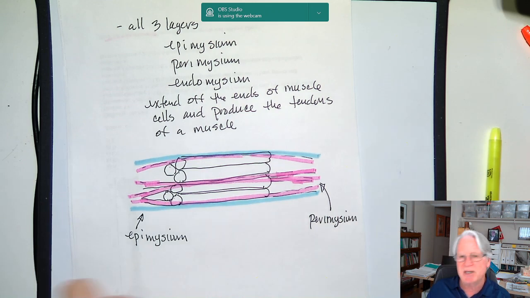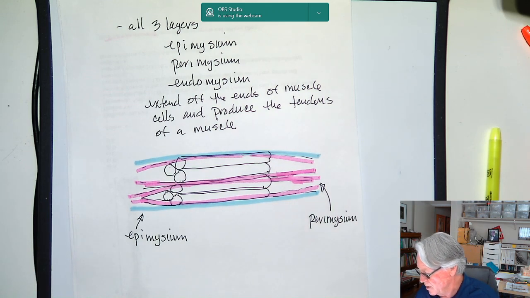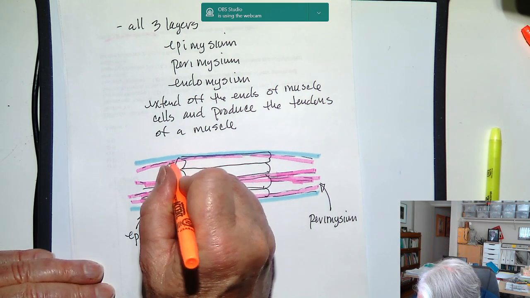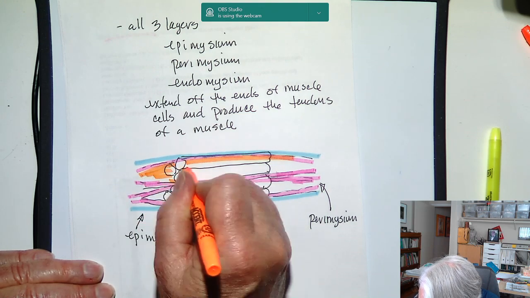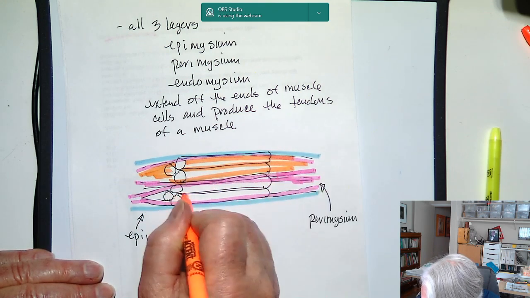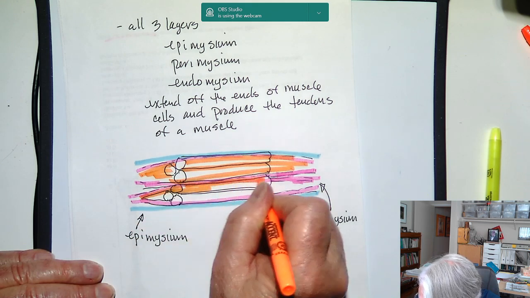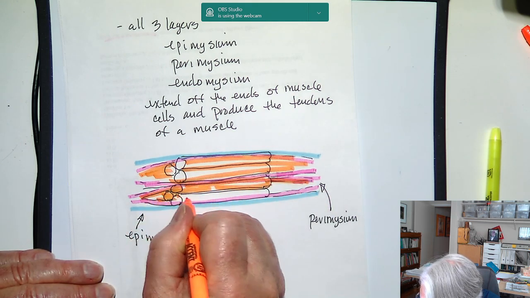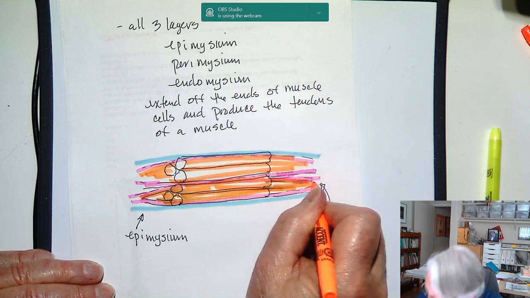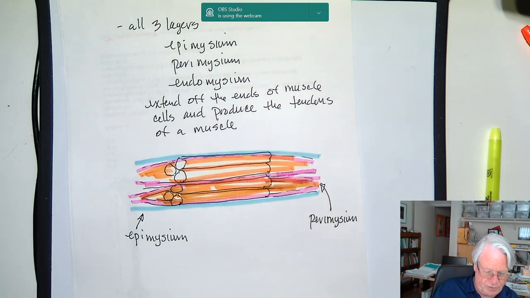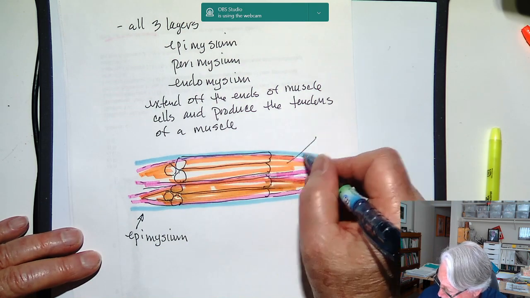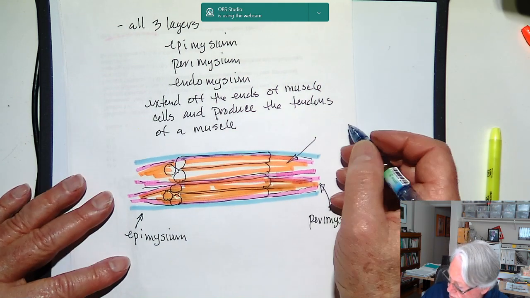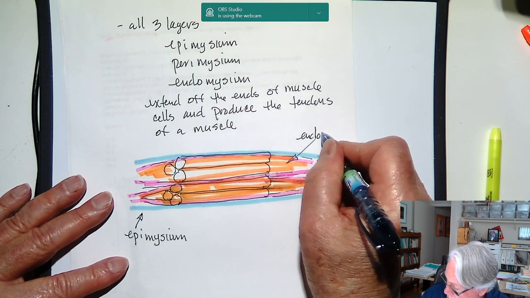And then I want to wrap each individual cell. And here, let's go ahead and use orange. This is where it gets a little bit difficult. And that is the best we're going to do with that. So let's go ahead and yellow. That's going to be the endomysium.